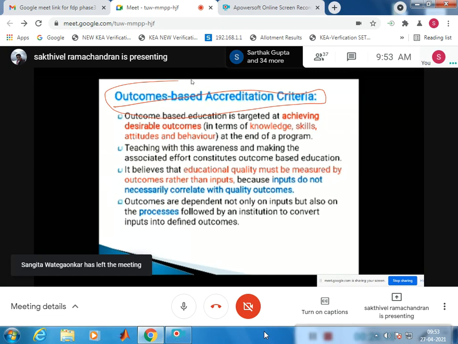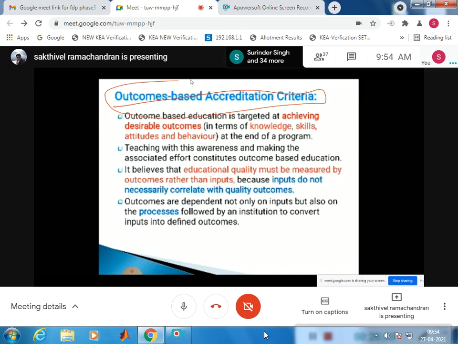What that means is, the NBA committee looks at the program you are providing. What are the program objectives, the PEOs? What is the requirement, or what does this program essentially aim for? Then program outcomes. This is about what skill sets, behaviors, and attitudes have been acquired by the candidate after completion of that particular program.